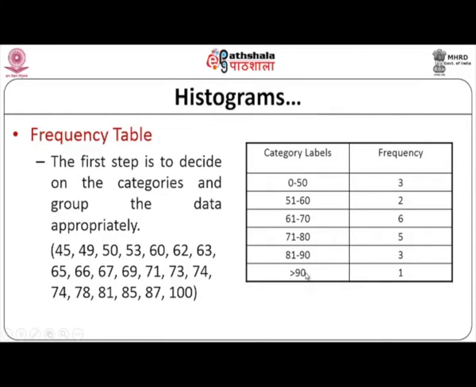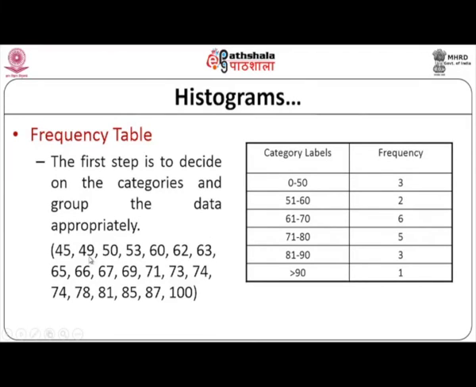Then we can take every data, assume this is the data that we are handling. Now I have come up with various categorical labels. Identify each and every data and check to which particular category it belongs. For example, let us take the first data 45. Now when we verify in the table, we find it belongs to the first category, that is 0 to 50. So now set the frequency to 1.